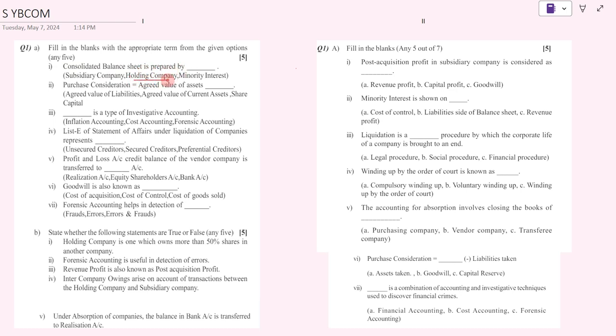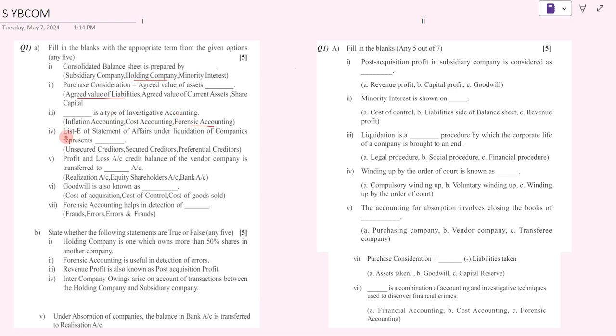holding company. Okay, so the correct answer is holding company. Next, purchase consideration is equal to agreed value of assets minus dash. The correct answer is agreed value of liabilities. Next, dash is a type of investigative accounting. Forensic accounting is a type of investigative accounting.